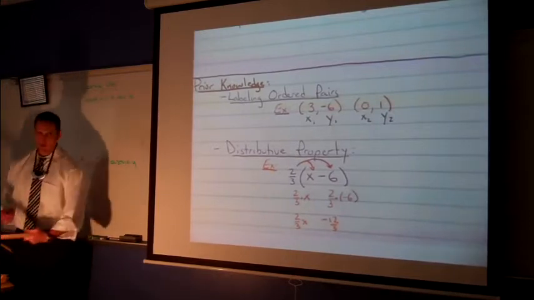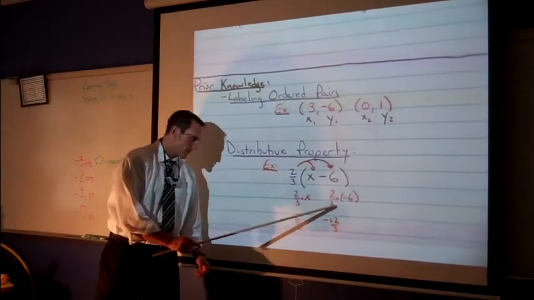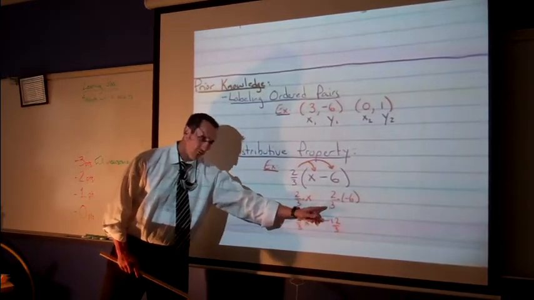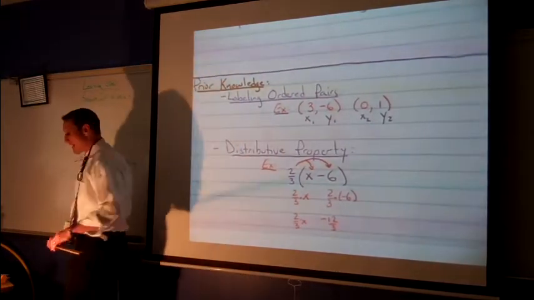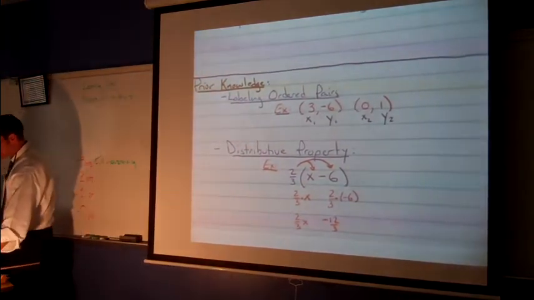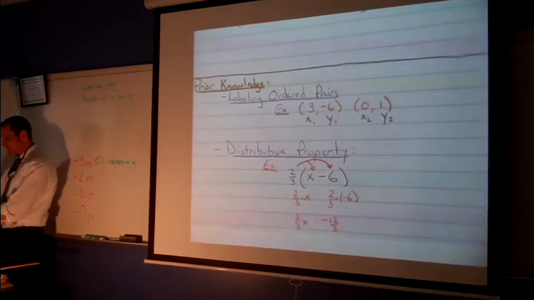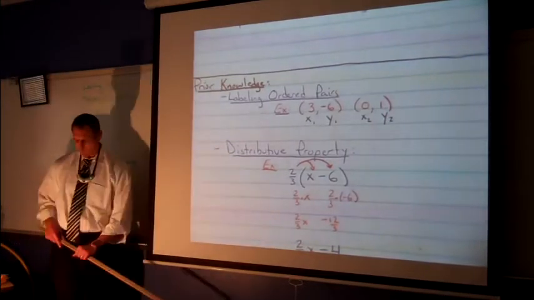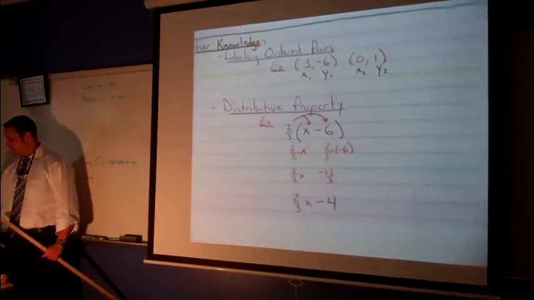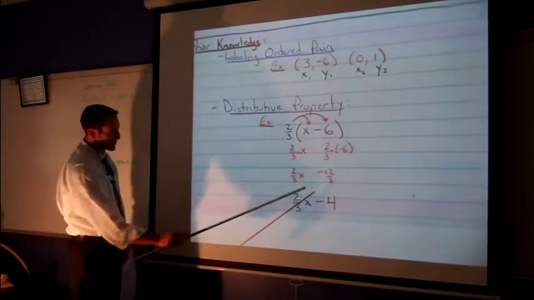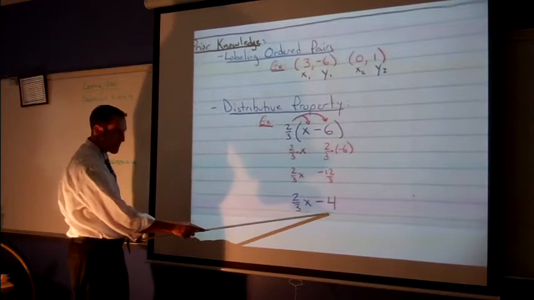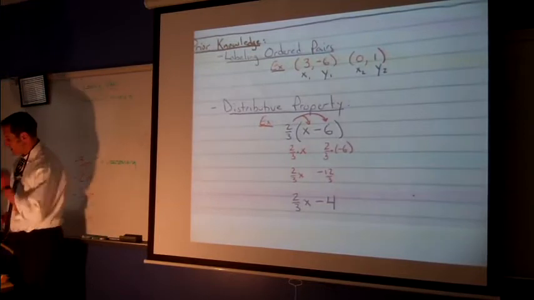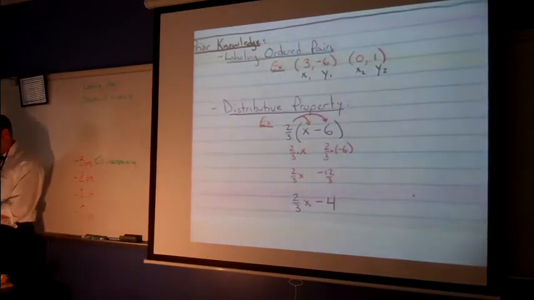2/3 times x is 2/3 x. 2/3 times -6 is 2 times -6, which is -12 over 3. So I'm remembering how to multiply fractions times integers, and then I'm going to simplify what I have left. 2/3 x remains the same. -12 over 3 becomes -4. So I have 2/3 x minus 4. And that's a piece of prior knowledge we have to recall.